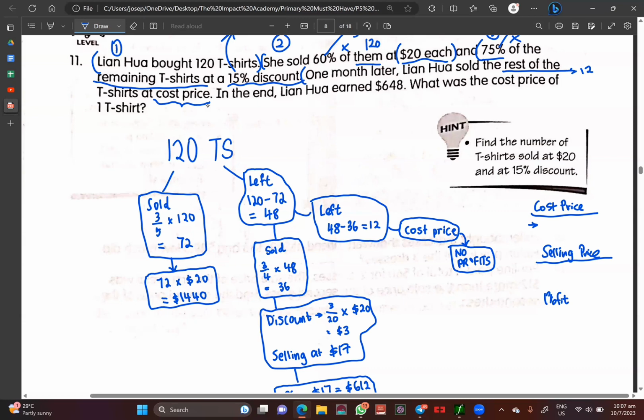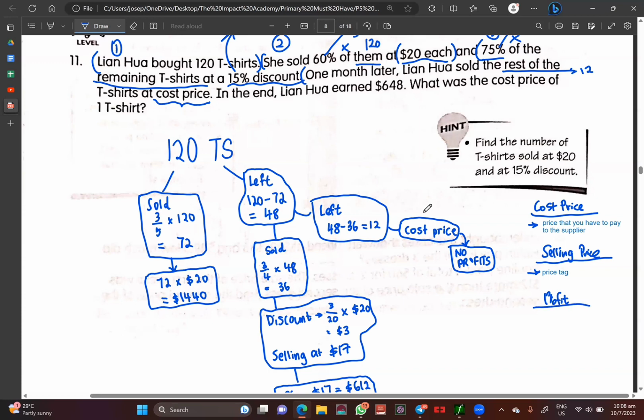So over here, cost price is basically, you can write this down at the side as well. Let me just type it out. We call this the price that you have to pay to the supplier. Then for selling price, to really simplify it, selling price is basically the price tag, the price that you see on the price tag. And finally we have profit.